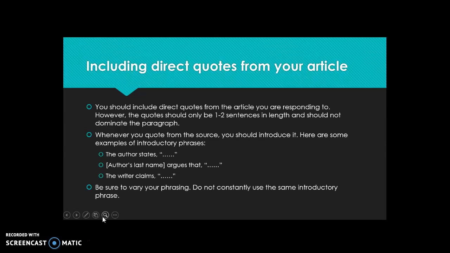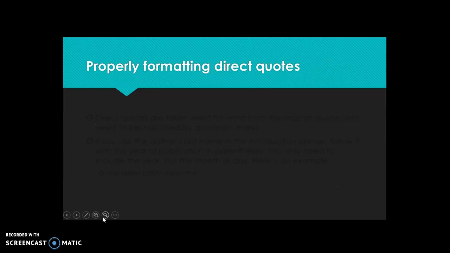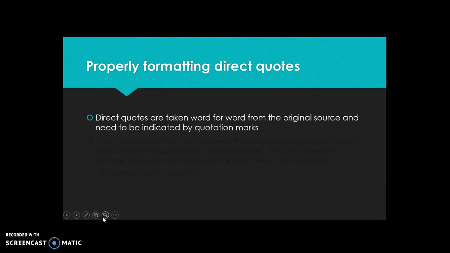One thing I want to point out is that whenever you're writing in an academic setting, you should be using the author's last name. Don't use the author's first name. They're not your friends. They're not somebody that you know. It's somebody that you're quoting from for an academic source. So you either need to use their entire name or just their last name, but not just first names. When you are putting your direct quotes in your essay, you need to be sure that they are indicated by quotation marks, okay? Because they are taken word for word from the original source.